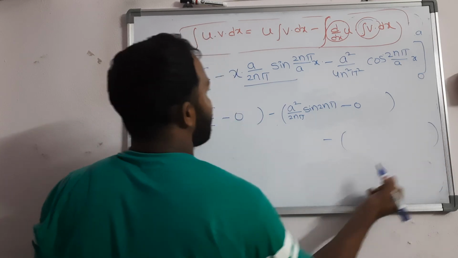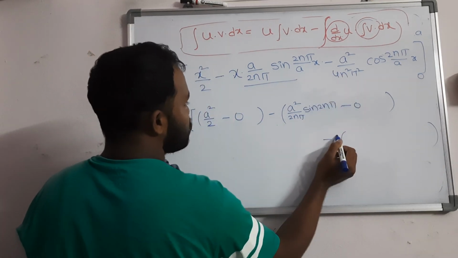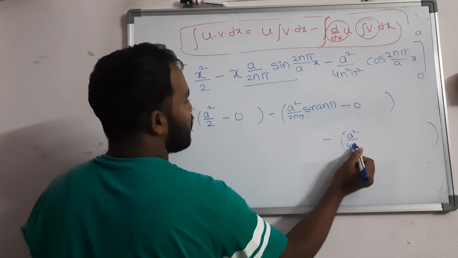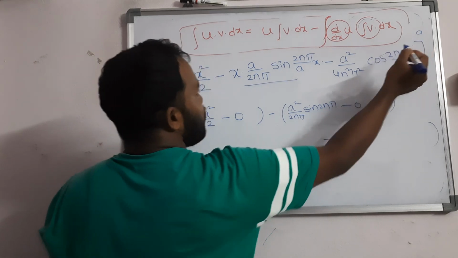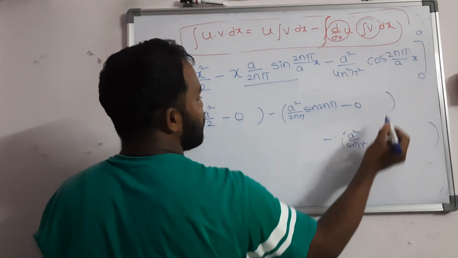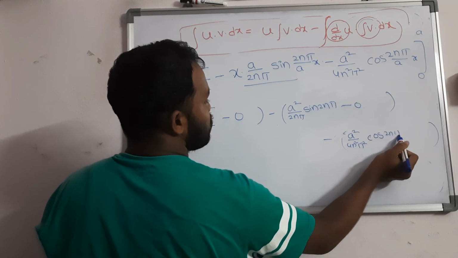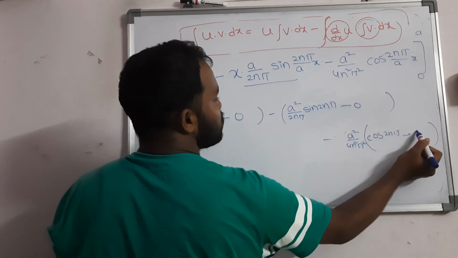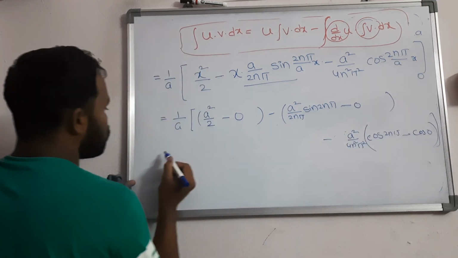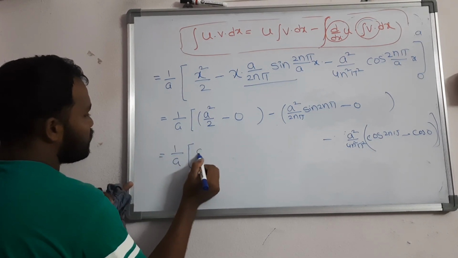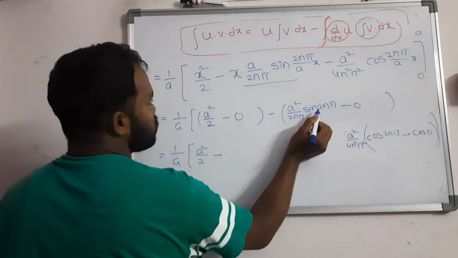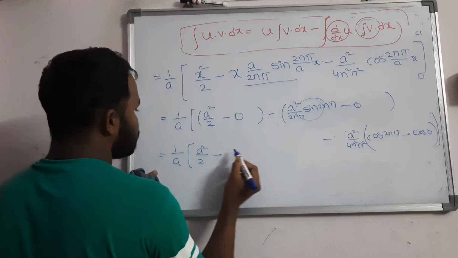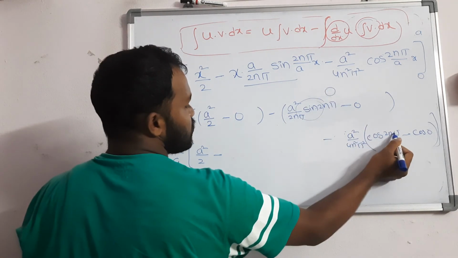Again minus is there. Keep bracket. So minus is there. You should write a square by 4n square pi square into, substitute upper limit, a gets cancelled. You will get cos 2n pi minus, lower limit is 0, cos 0. Bracket is closed. 1 by a into the value is a square by 2 minus. So sin n pi is 0. Already I discussed sin n pi is 0. You will get 0 minus 0 is 0. So the value is 0. Cos 2n pi is 1.